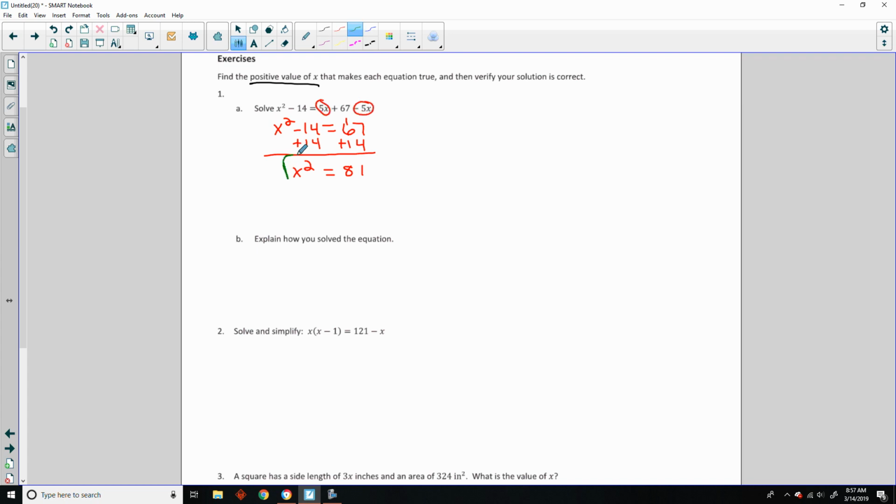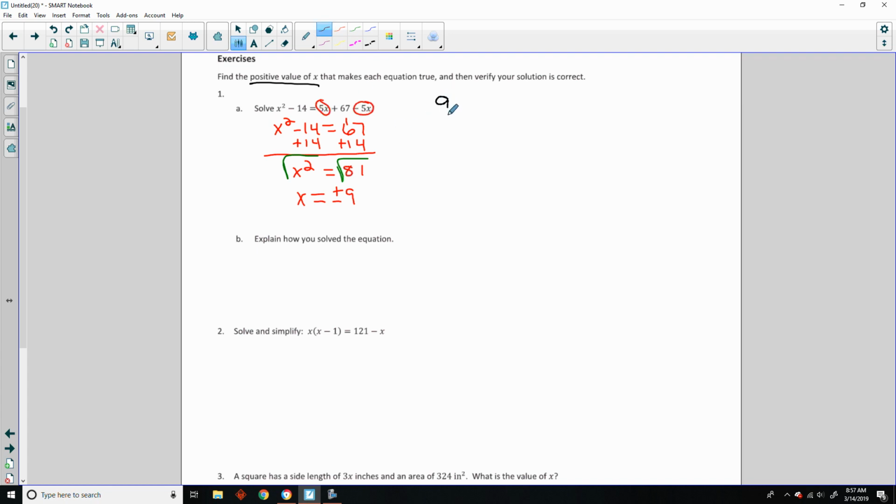The square root of both sides, because I have a squared here, the inverse of squaring is square root, and that will give me x equals, and the answer is plus or minus 9. Now it did say just find the positive value of x, but there's a positive and a negative value. I will only check the positive from now on.